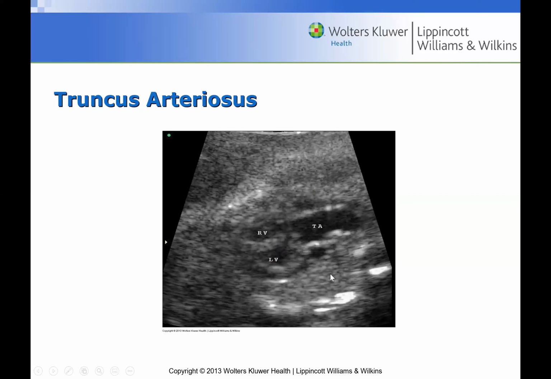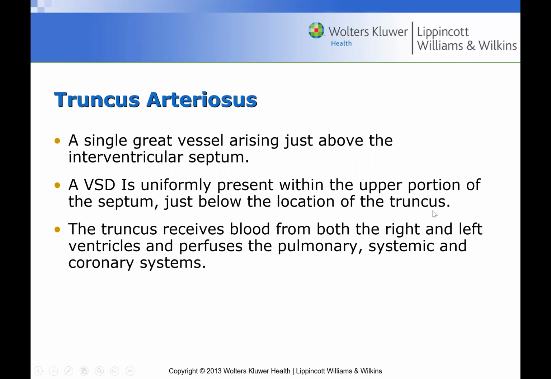Truncus arteriosus occurs early on in embryology when the great arteries are dividing and they don't divide correctly. So instead of an aorta and pulmonary artery, you get a large vessel called a truncus arteriosus. Now, I haven't seen this for a long time. It's very rare.